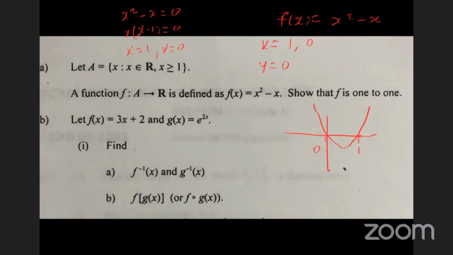But the question says that you only want a domain for x more than 1. So you could ignore this part of the graph. Okay? So your graph will look like this here. And then you can do the horizontal line test. Draw a horizontal line, it'll only cut once. Therefore, it's 1 to 1. So once you remember how to sketch a quadratic, a sketch would have been much easier than the other method.